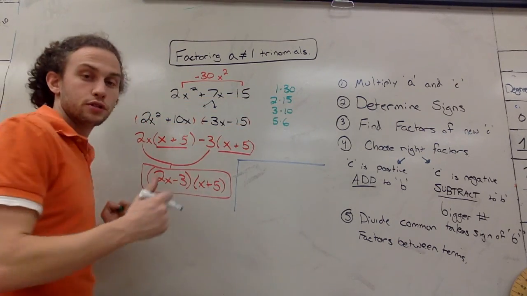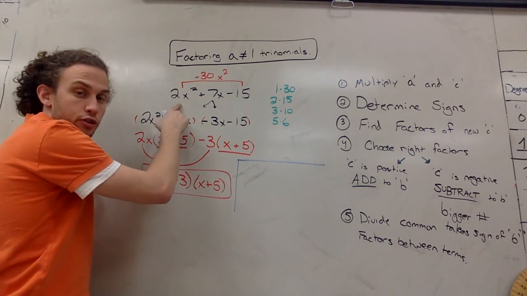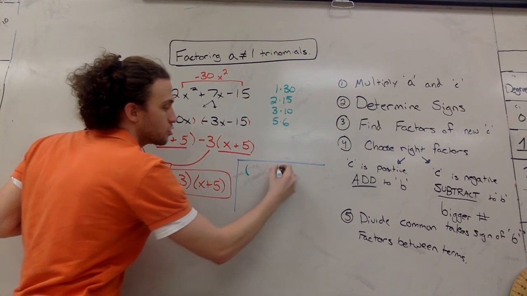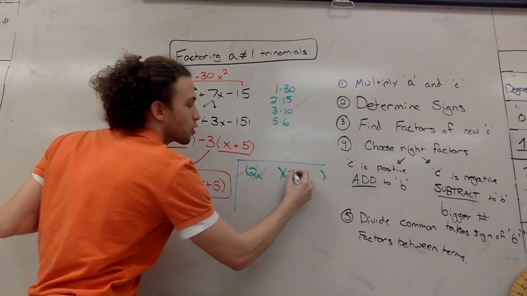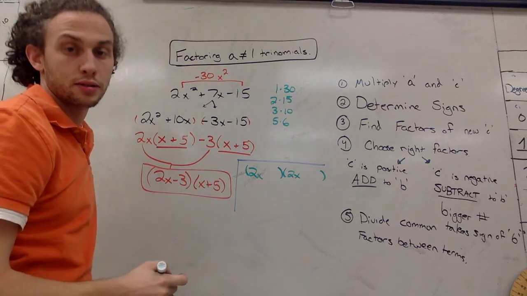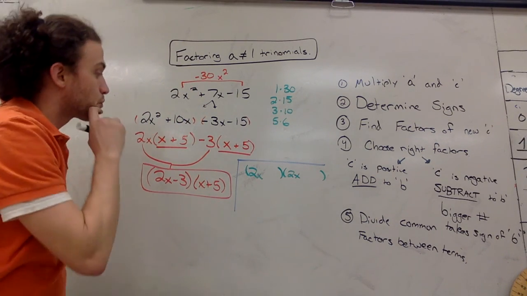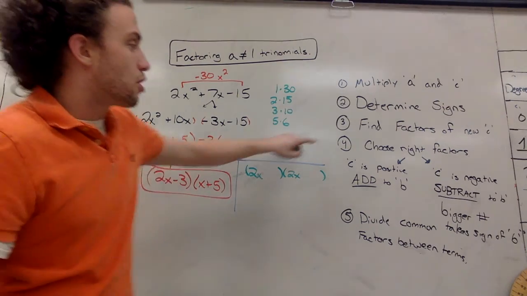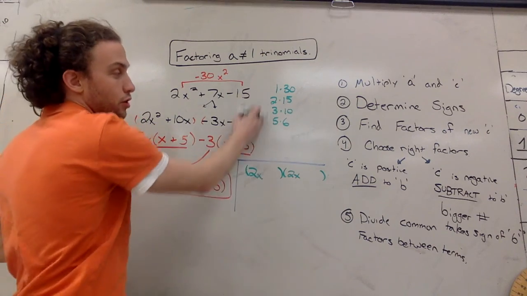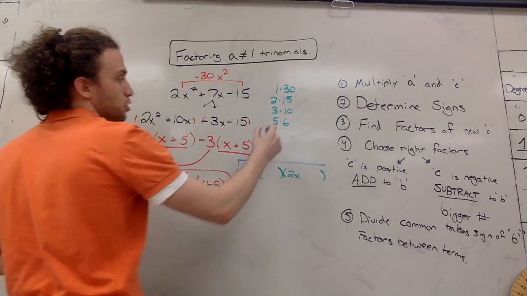Now, the difference here is I have a leading coefficient of a 2x squared. So instead of writing x in the first spots, I'm going to write 2x in both those first spots. So then I can figure out my signs. All right? Actually, sorry, I need to find the factors of c, which we already did, and choose the right factors, which we already know.